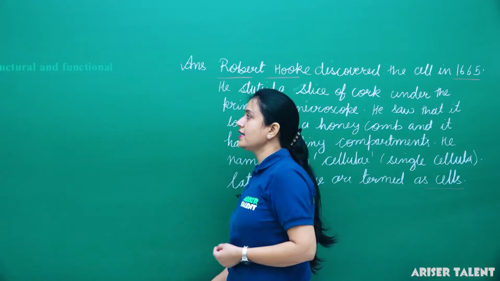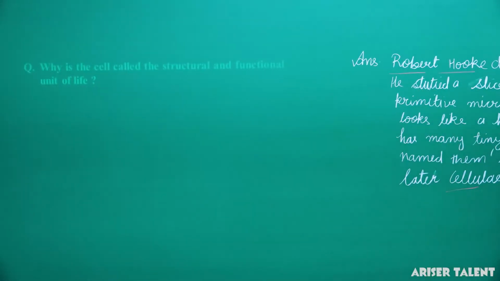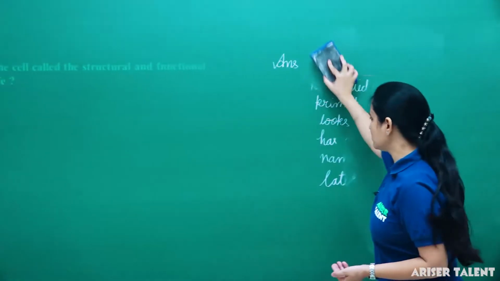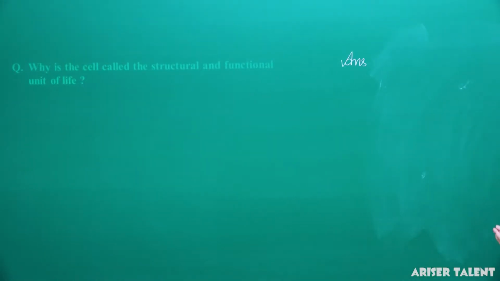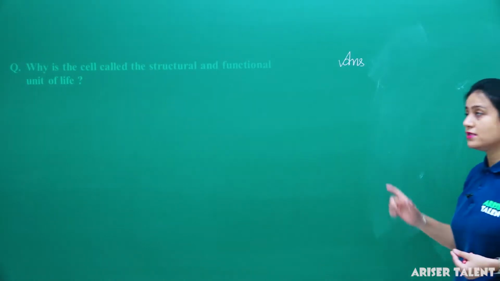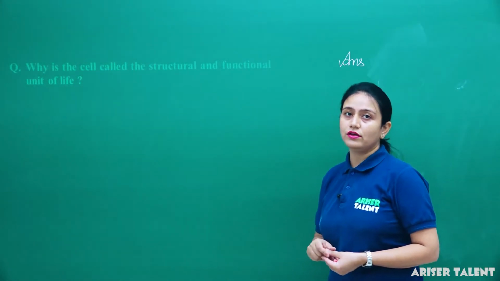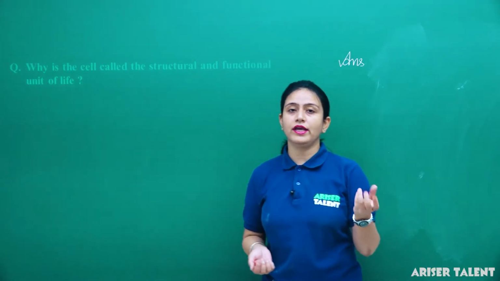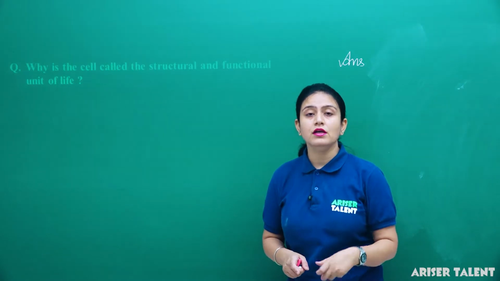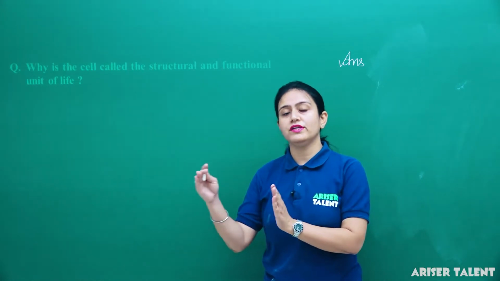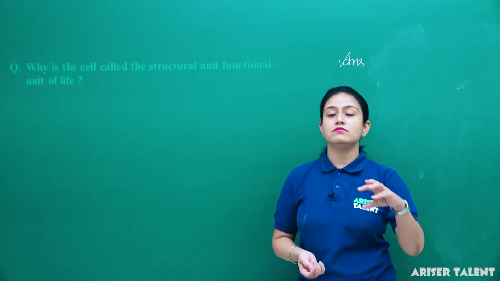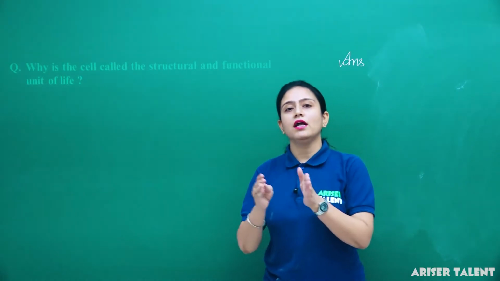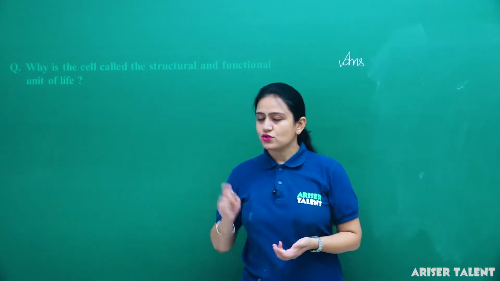Next, why is the cell called the structural and functional unit of life? As we all know, all the organisms, whether they are plants or animals, are made up of cells. Thus the cell is known as the structural unit of life. Then it performs particular functions like respiration, helps in obtaining nutrition, and helps to throw the waste material out of the body. Thus it performs specific functions. Thus we can say that the cell is the structural and functional unit of life. Clear? So here we go with the answer.